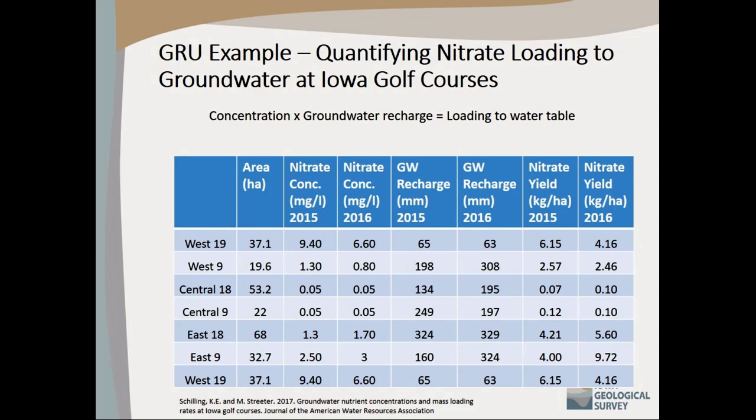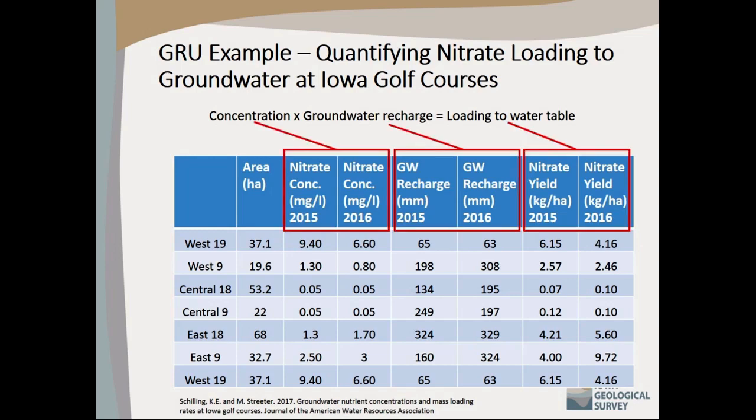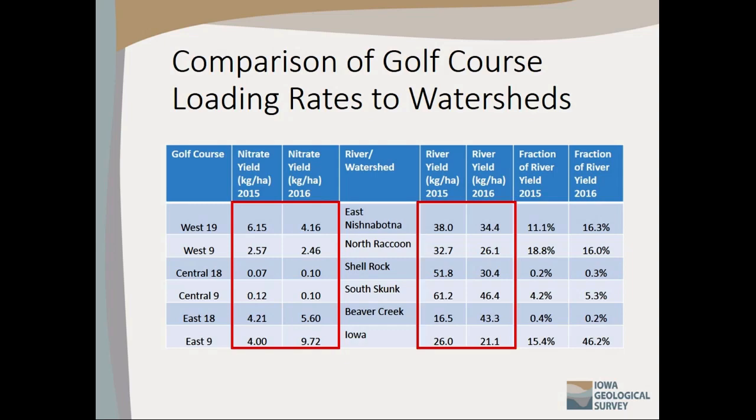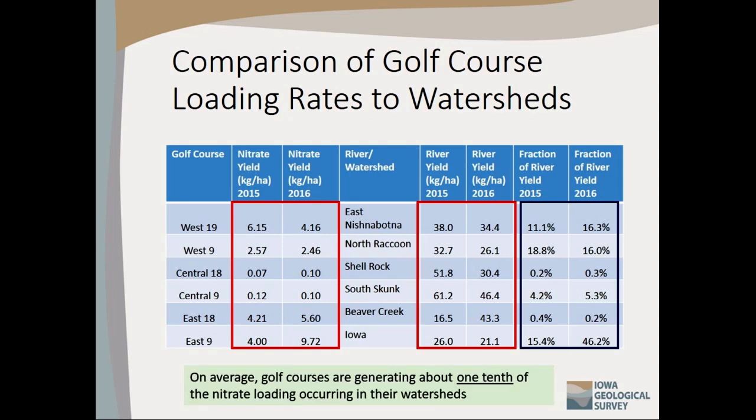So they were very pleased to see these kinds of results compared to the watershed. If you compare what the watersheds were producing to the courses themselves, you see the courses averaged about 3. The river yields from the watersheds they were draining into were about 30, so the courses are producing about 10% of what the watershed was producing on a load rate, yield rate. So interesting news that you can share with all your friends: golf courses are not the nutrient source that people think they are.